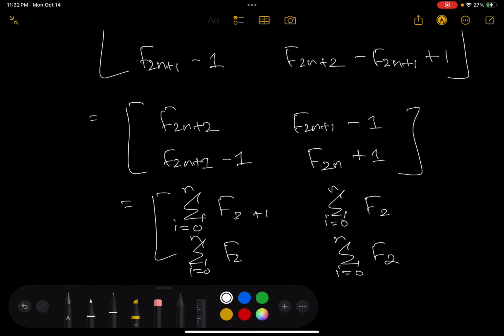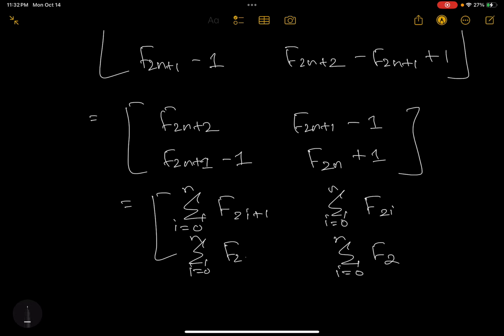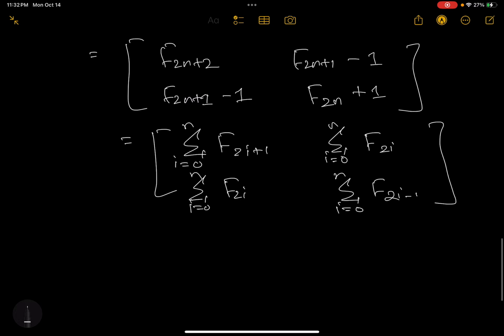Okay, 2i, 2i, 2i minus 1, right? Now from here, if you compare the first with first element, we get that the sum from i equals 0 to n of f(2i plus 1) is equal to f(2n plus 2), right?